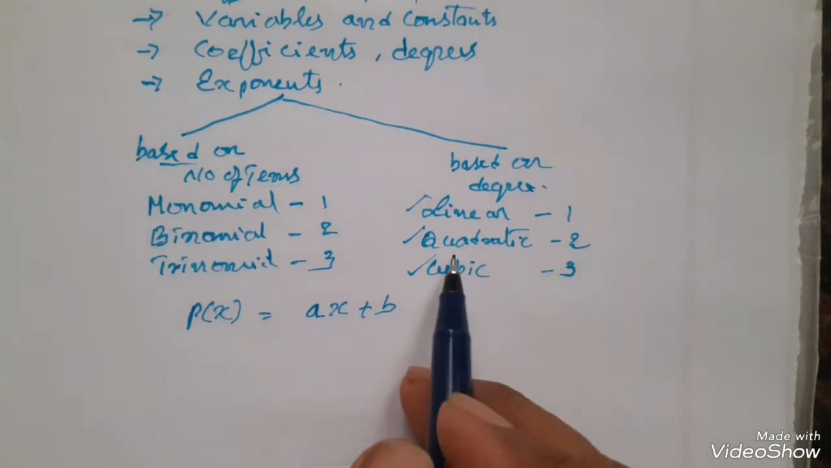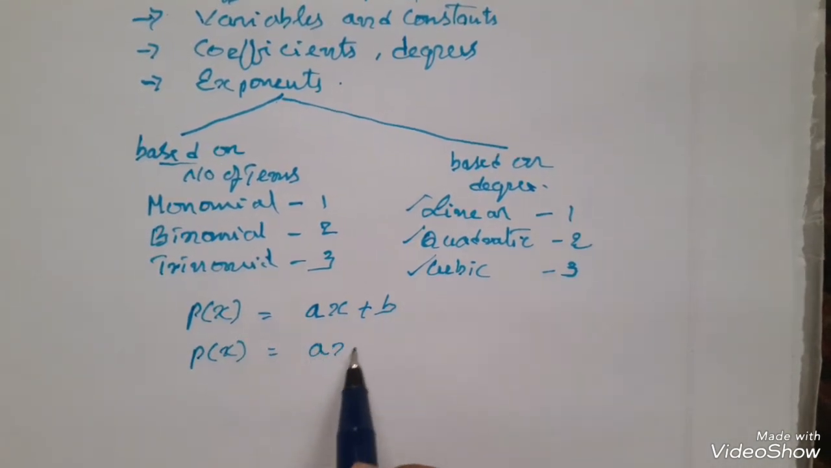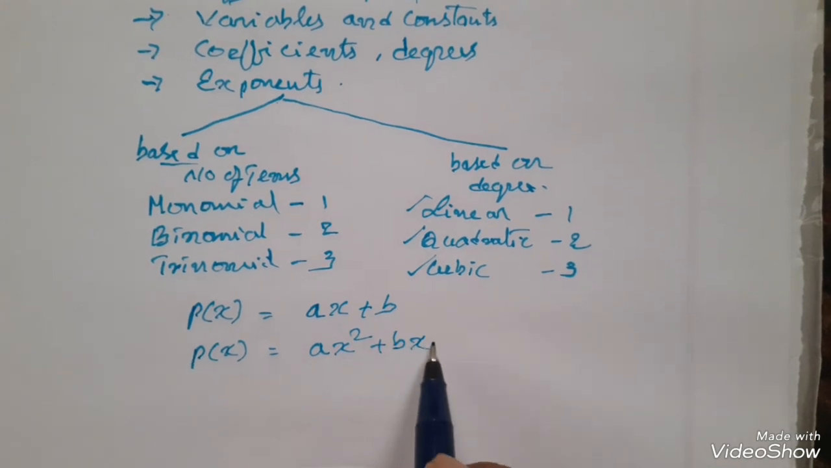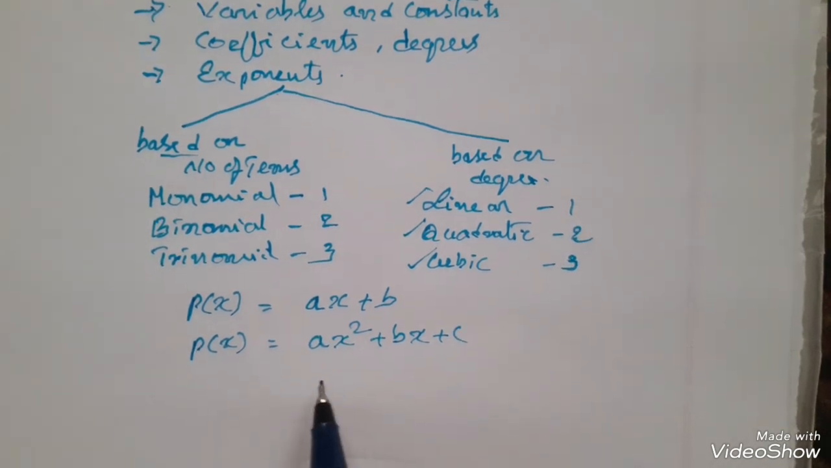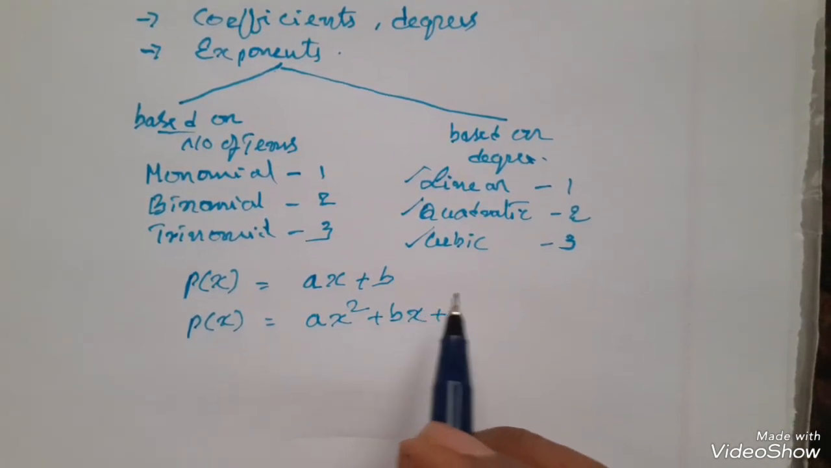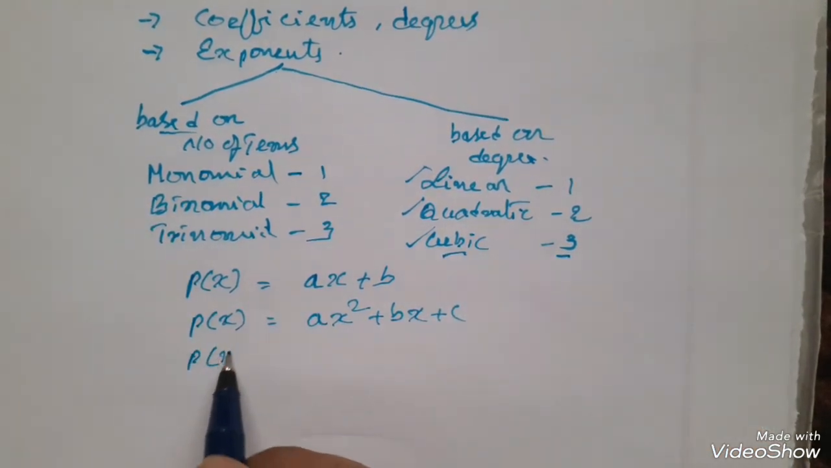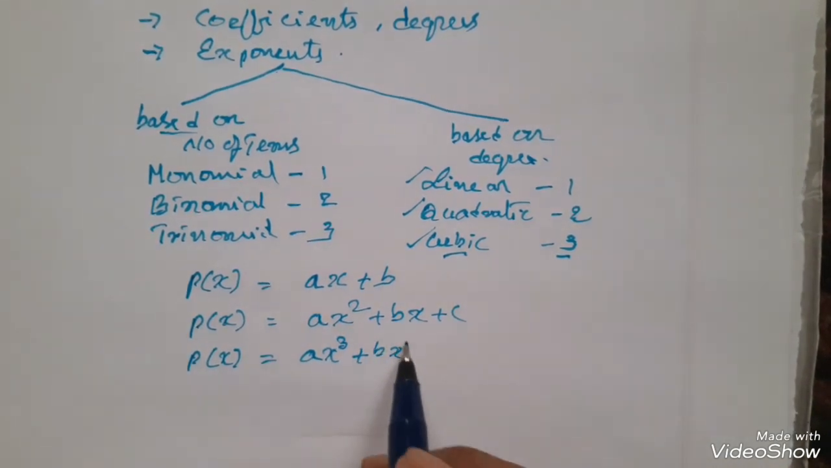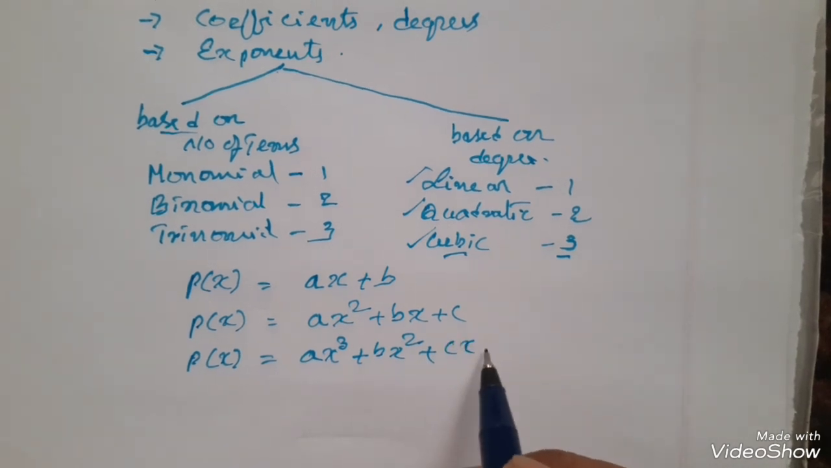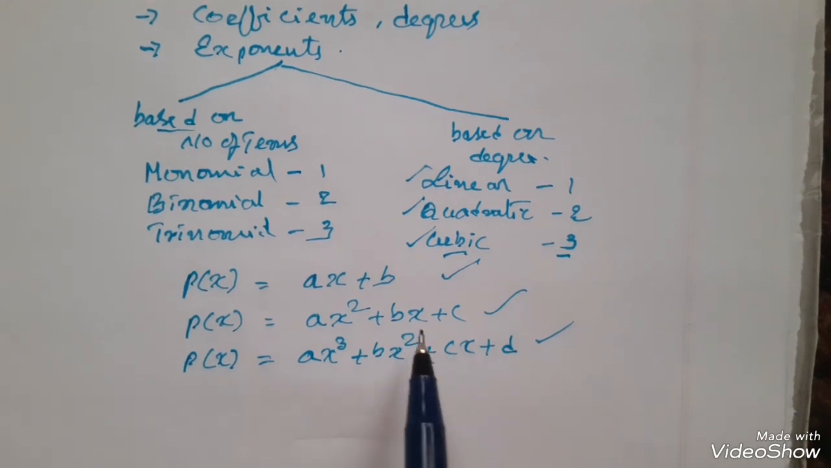If the degree is 2, it is called quadratic polynomial. The general form of the quadratic polynomial with variable x, ax squared plus bx plus c. Here the degree of this polynomial is 2, so it is called quadratic polynomial. And the degree of cubic polynomial is 3. So its general form is ax cubed plus bx squared plus cx plus d. So these three are the general forms of the polynomials.